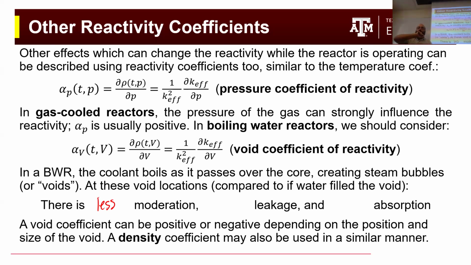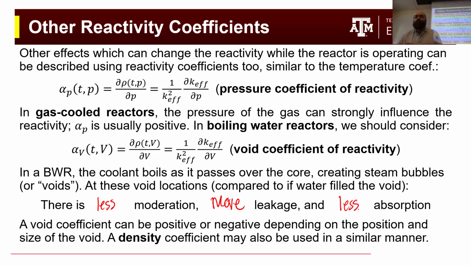If the neutron is passing through a steam bubble compared to passing through water, how's the leakage going to compare in the steam bubble versus the water? There's going to be way more leakage if we're moving through steam versus through water. And then how is the absorption going to be affected if we have less moderation? There's going to be less absorption. Perfect.